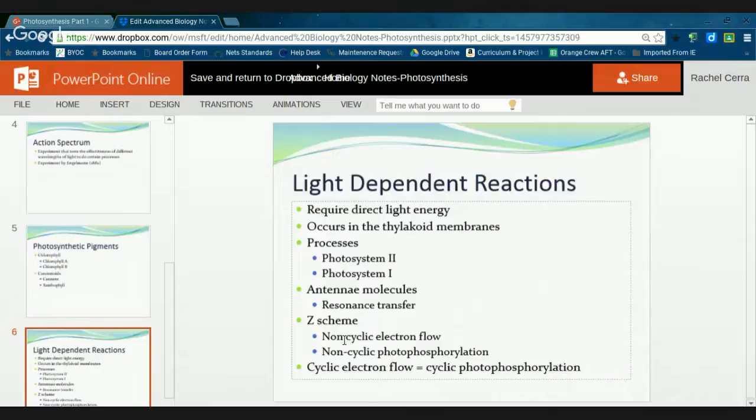Or I'm so sorry, that's backwards. So the non-cyclic electron flow is the shooting of the electrons up to the primary electron acceptor. It's not going to come back down. The electrons going down through the electron carriers from 680 to 700, that's the photophosphorylation. I'm sorry, I got those backwards.